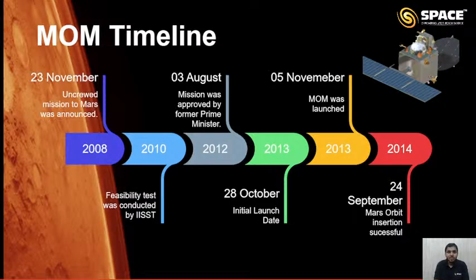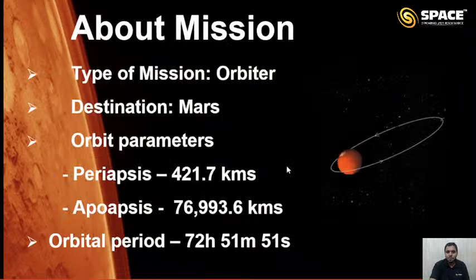But again, the main challenge was to successfully enter the Martian orbit. That challenge was completed on 24th of September 2014, and since then, Mangalyaan, or the Mars orbiter mission, or MOM, has been encircling the red planet Mars. So again, a very interesting story, but we'll discover more about this Mars orbiter mission in our upcoming slides. So let's talk about it.